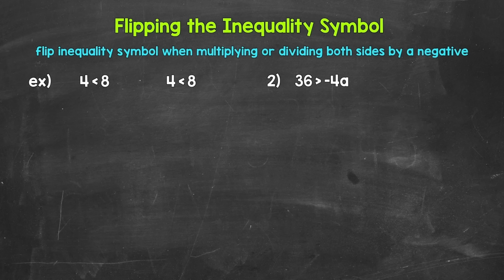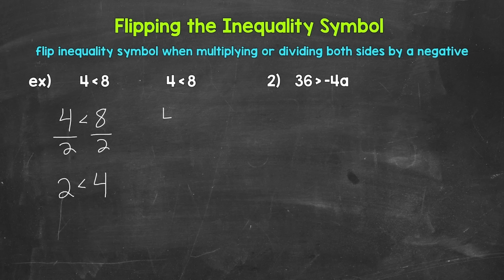And let's rewrite this inequality so we have 4 is less than 8, and we are dividing both sides by 2. On the left, 4 divided by 2 gives us 2, and then on the right, 8 divided by 2 gives us 4. So we have 2 is less than 4. So does this inequality remain true? Yes.